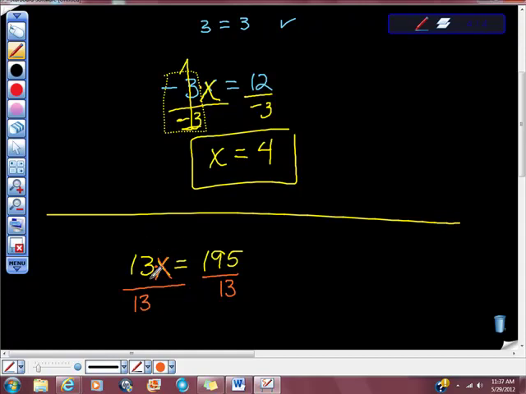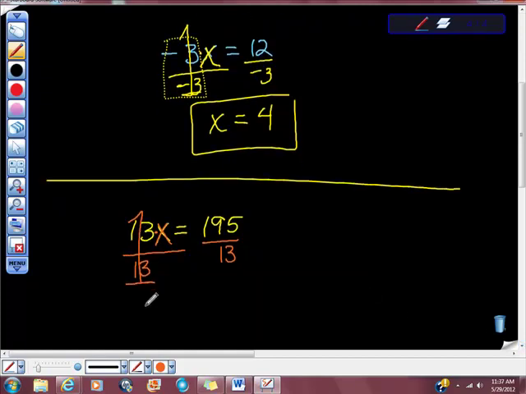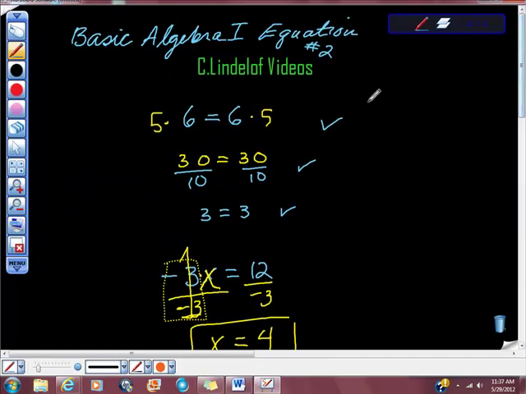Remember, we wanted 1x here. Well, 13 over 13 is that 1 that we were so desperately looking for. That's a 1. 1 times x is x, and 195 divided by 13 is 15. Great problem. Okay, that's what I wanted to give you. I didn't want to overwhelm you with stuff. So this is how we use multiplication and division.